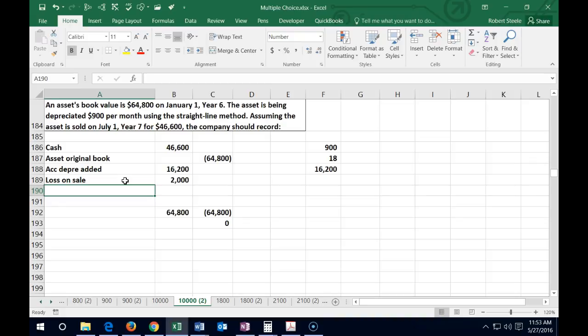It's a loss. Also, we can say the book value now is the book value at the beginning minus the added accumulated depreciation, which means the book value is $48,600, and we sold it for $46,600. So we sold it for less than we currently had it on the books for, by the 2,000. Therefore, we have a loss that will have to be recorded on the income statement.